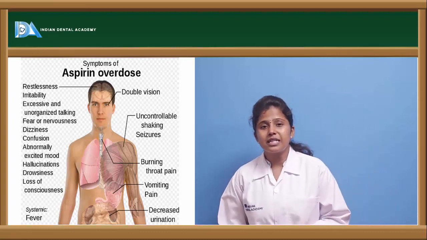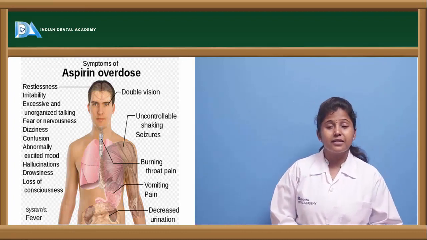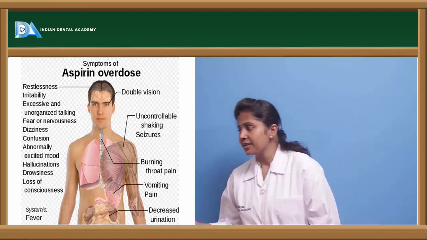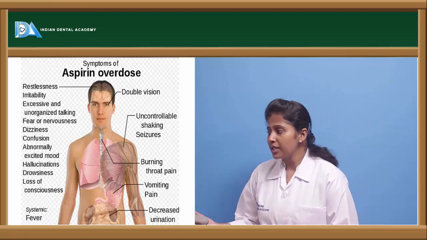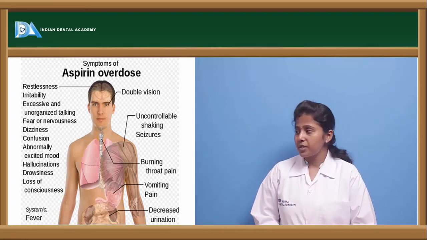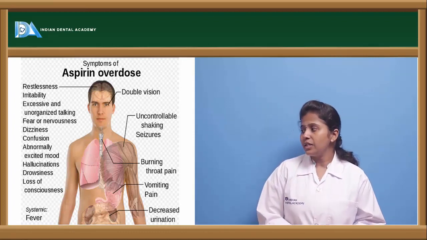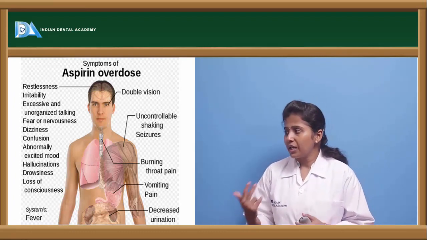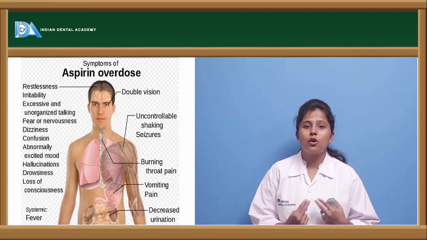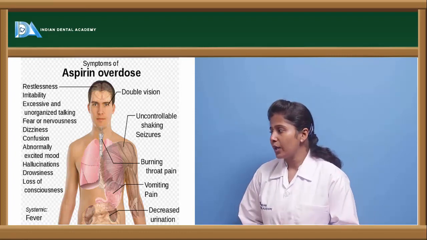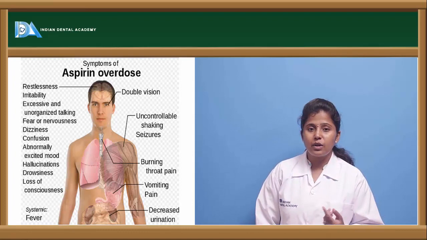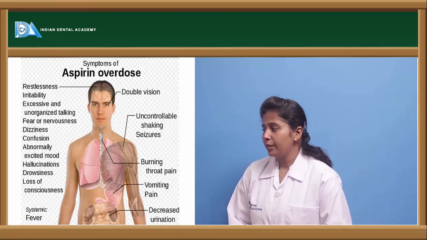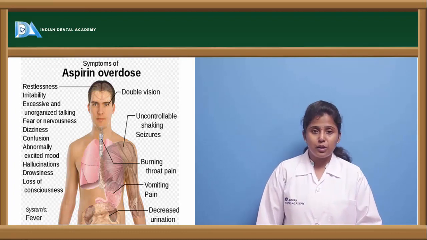These are a few of the symptoms of aspirin overdose. If there is any increase in the dose of aspirin, it causes restlessness, hallucinations, drowsiness, and loss of consciousness. There will be seizures which can't be controlled, and double vision, where the person sees objects double. There will be burning throat pain, vomiting, as well as decreased urination.